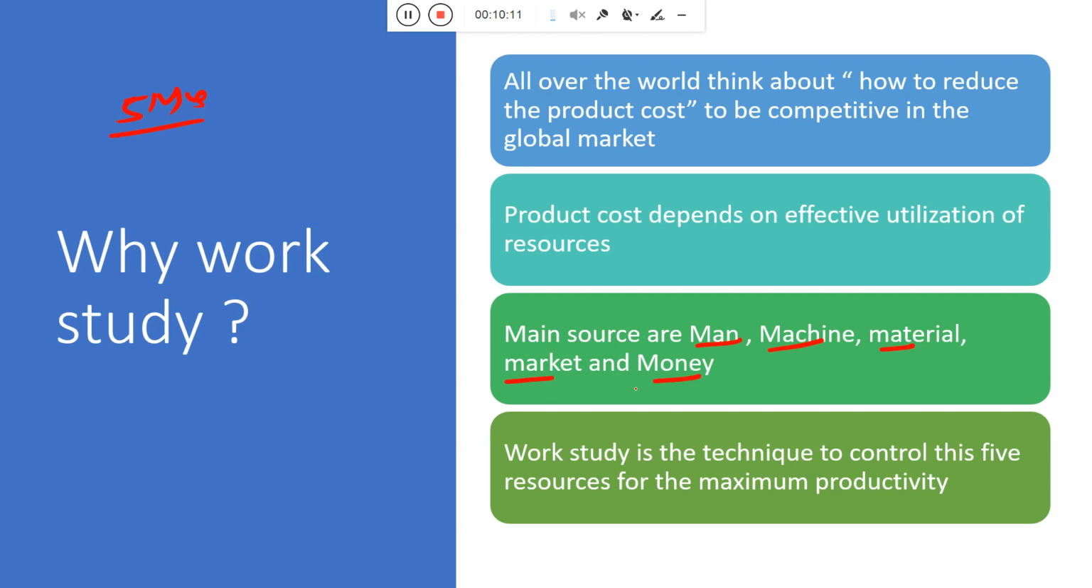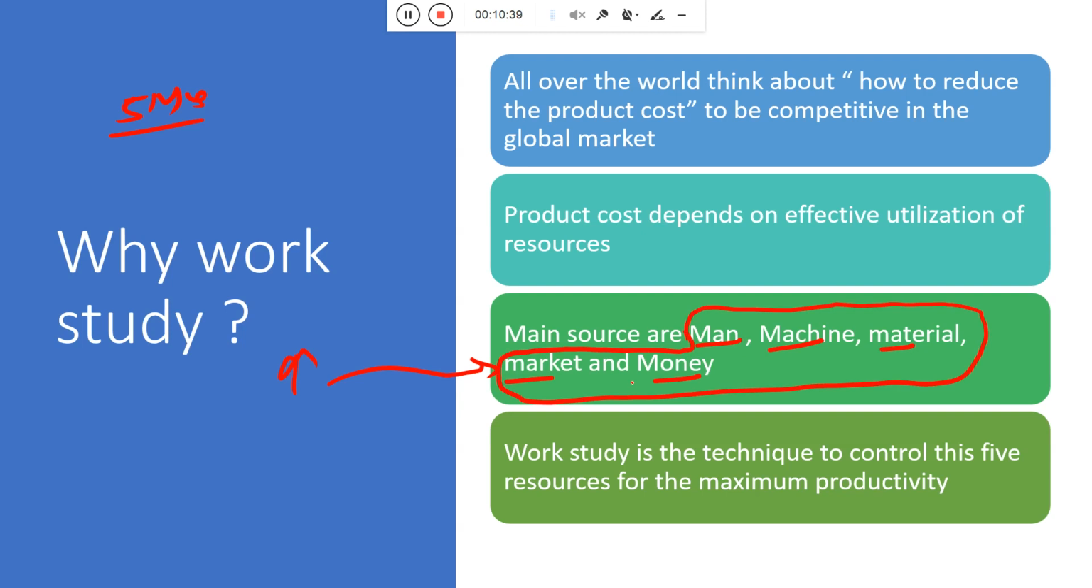Okay, so what does the market mean? The outside market is, suppose the demand is now very high, so how can I utilize that particular opportunity so I can generate more benefit? Okay, so market also you need to check in a timely manner. So again I am telling you, work study is nothing but the effective utilization of these 5Ms.